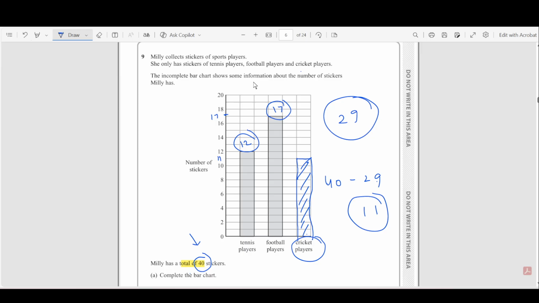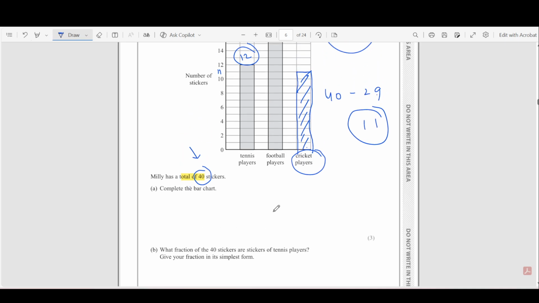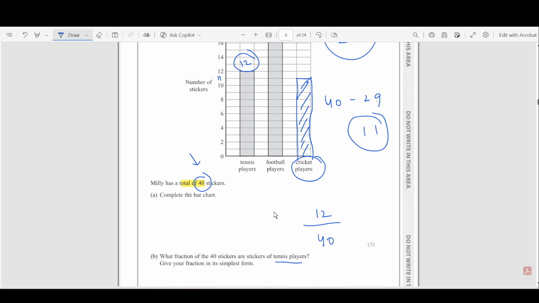And that's how we can complete it, right? What fraction of the 40 stickers are stickers of tennis players? So tennis player is 12, right? So when we write a fraction, in the denominator we write the total. So the total we have is 40 and tennis player is 12. So that's how we write it in fraction. But it says write your answer in simplest form.